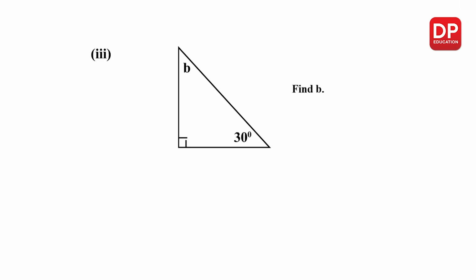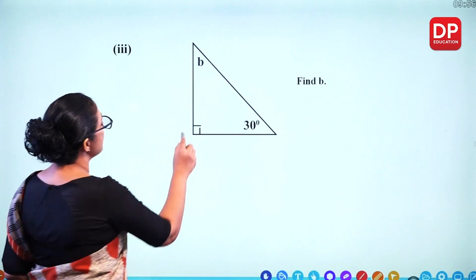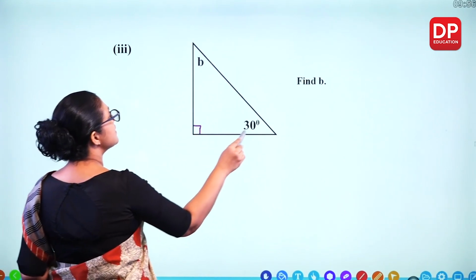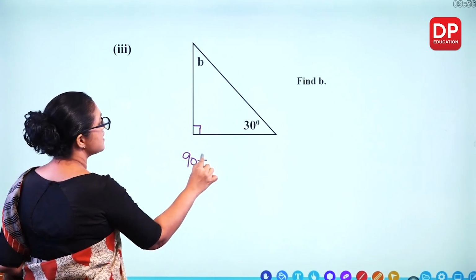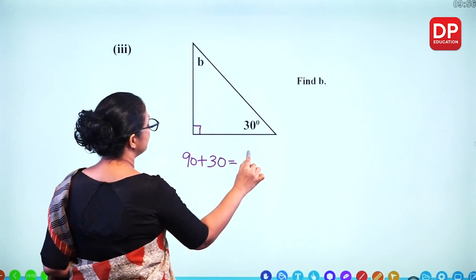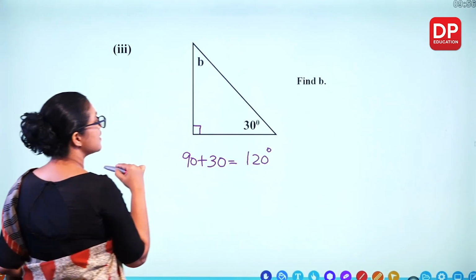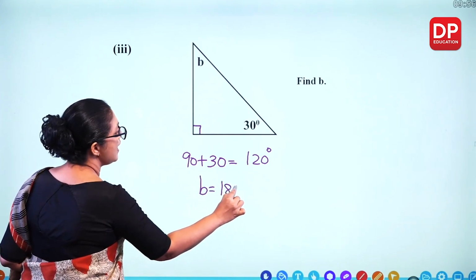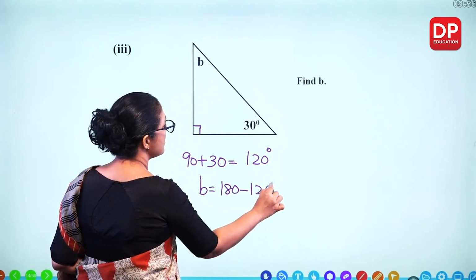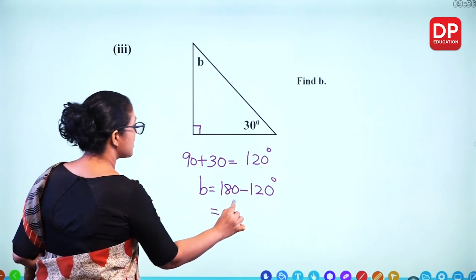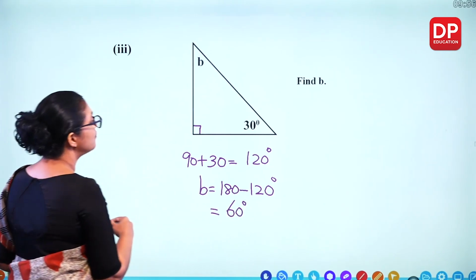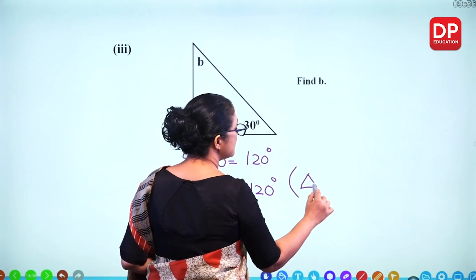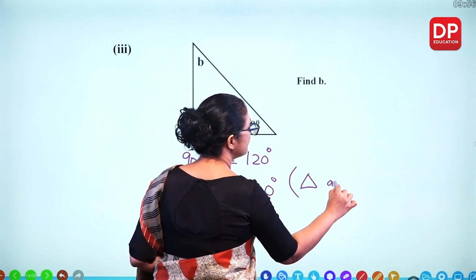This is a right angle triangle. This is 90 degrees given and you're asked to find B. So what's the sum? 90 plus 30, we get 120 degrees. So B you can write 180 minus 120. So you get 60 degrees for B. So what's the reason? Angle in a triangle.